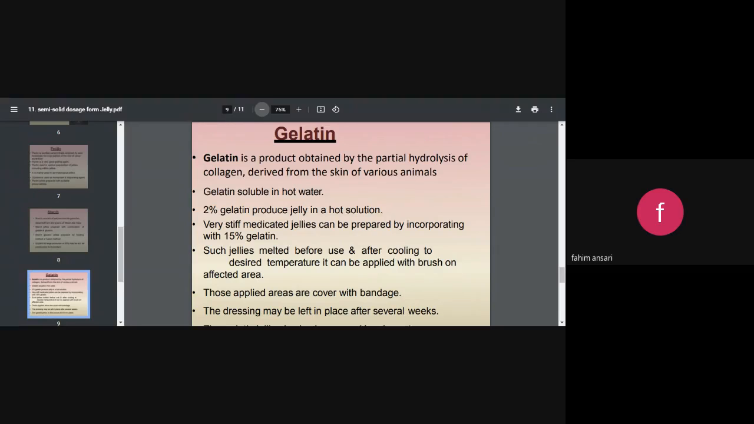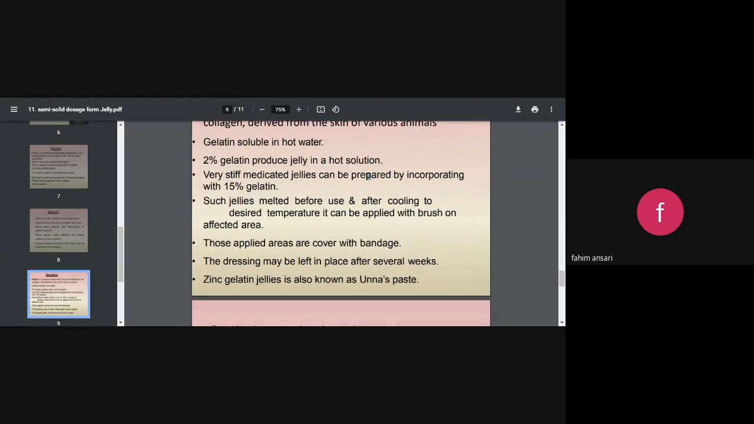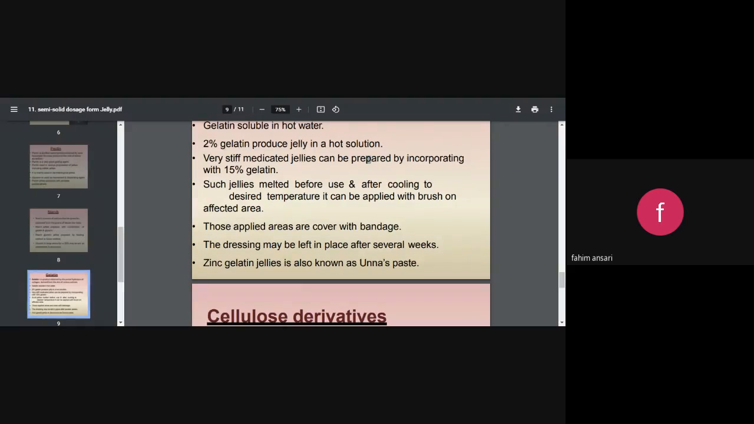Such jellies are melted before use and after cooling to the desired temperature are applied with a brush to the affected area of skin. The area is covered with a bandage and the dressing may be left for several days or several weeks. Example: zinc gelatin, gelatin jelly formulation.